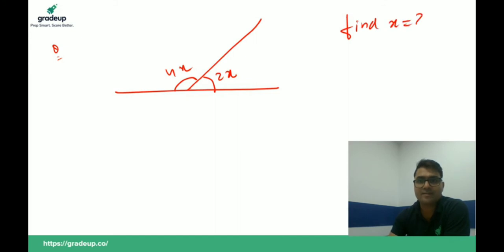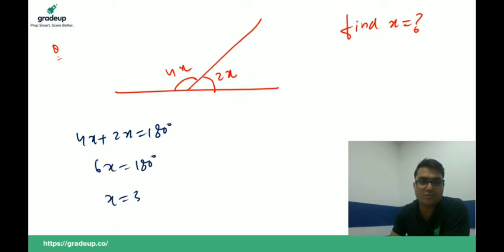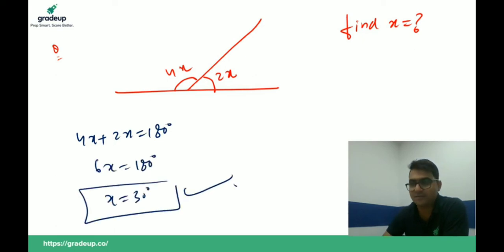Yes, find x. Yes guys, as you all know, the sum of linear pairs should be 180 degree. Then 4x plus 2x is equal to 180 degree. 6x is equal to 180 degree. X is equal to 30 degree is the right answer. Okay, now let's move to the next question.